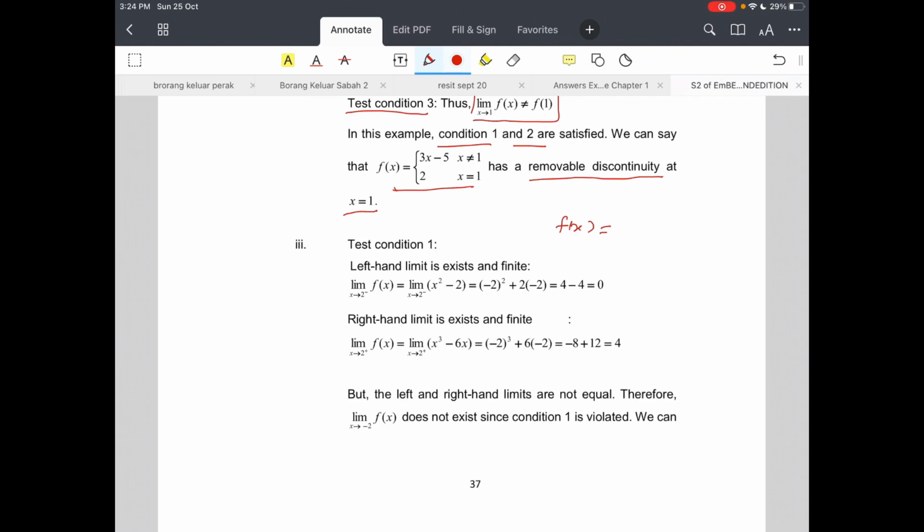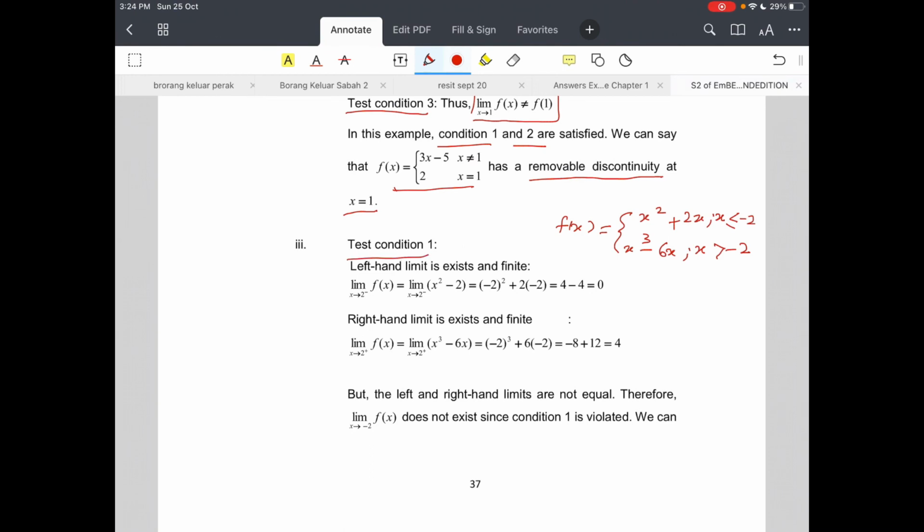So this is the question. It's a piecewise function. This is x squared plus 2x for x less than or equal to -2. The second function is x cubed minus 6x for x greater than -2. Now there's a typo here. Okay, it's okay. We solve one by one first.